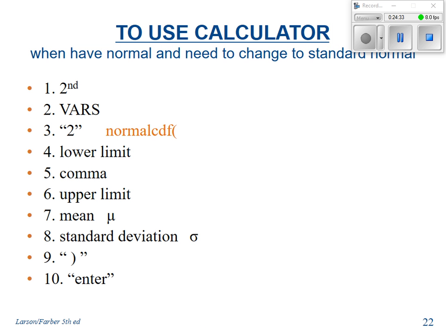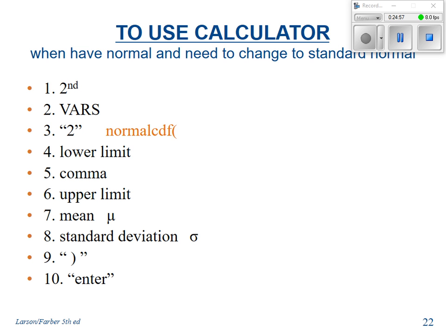Right, this is how you do it on the calculator. So this is what you probably want to write down there. Instead of changing everything into a Z-score, the calculator will do all that for you. And we can find the probability or the area by just doing this.